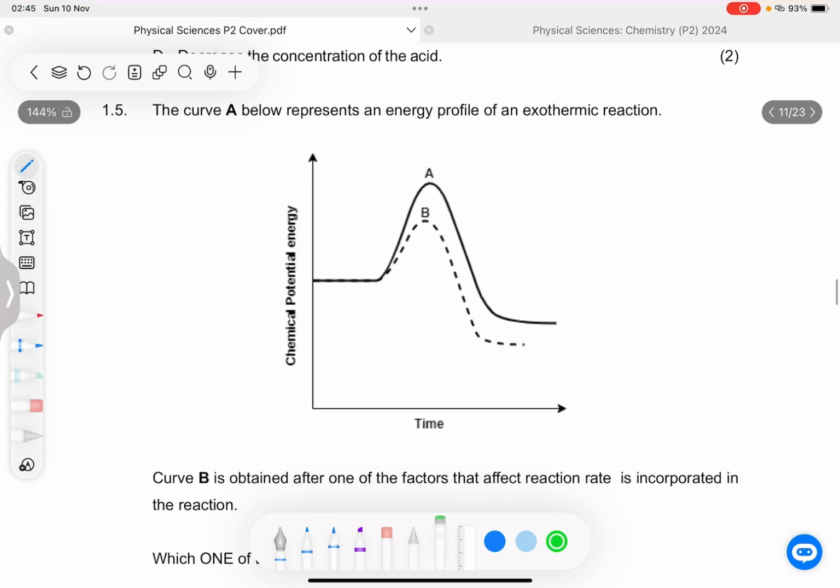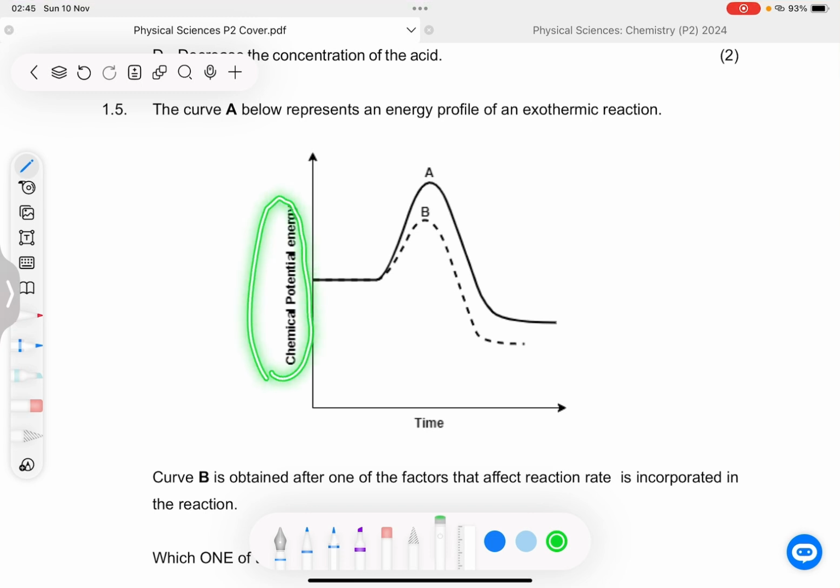Now we jump to question 1.5. They say here in 1.5, the curve A below represents an energy profile of an exothermic reaction. When we look at this graph, we can see that it's chemical potential energy versus time. It's a typical energy profile graph. Now, our curve A is this one here.